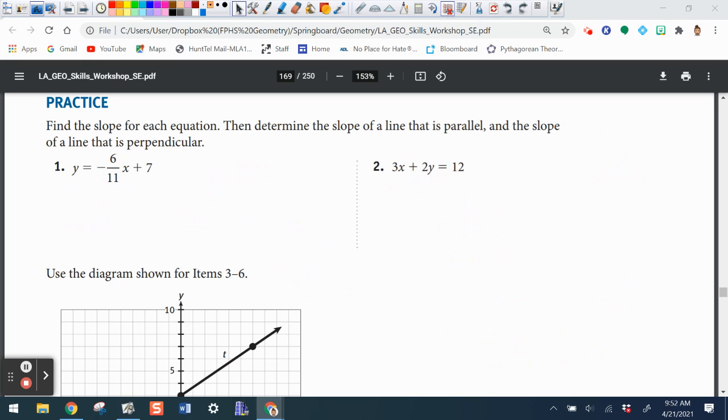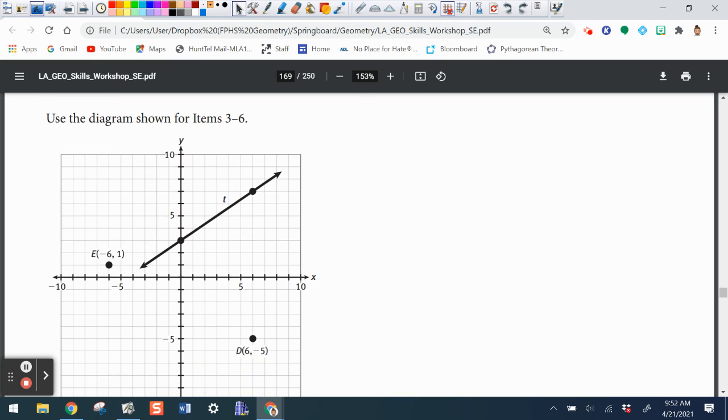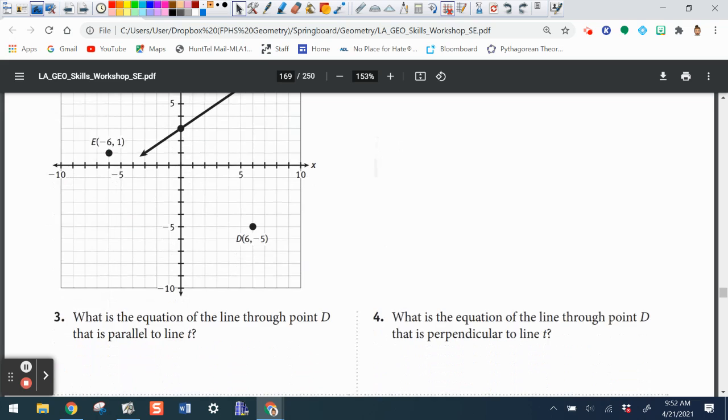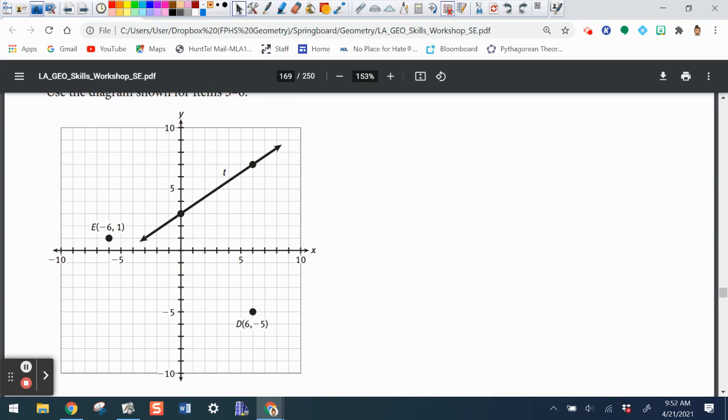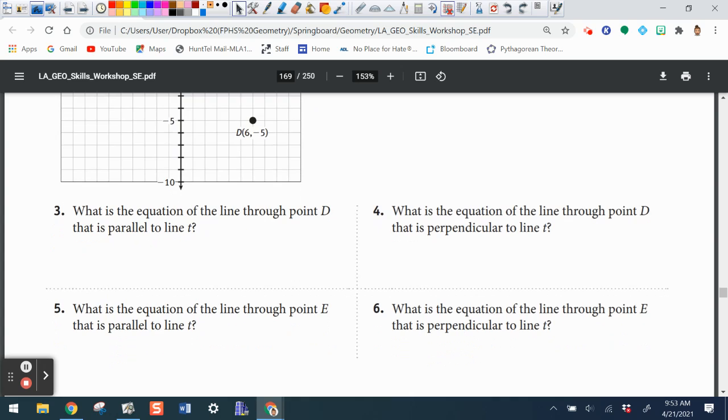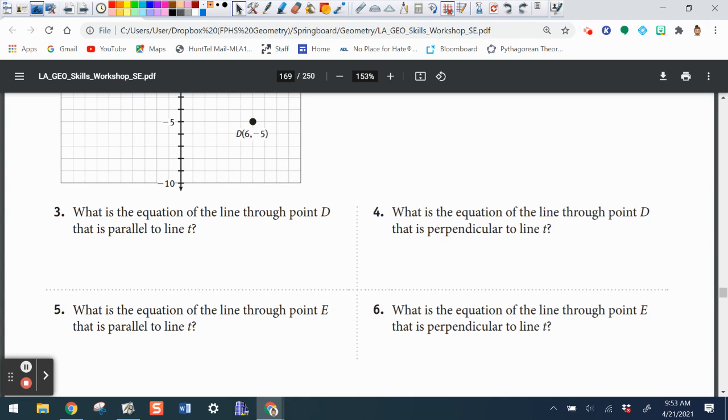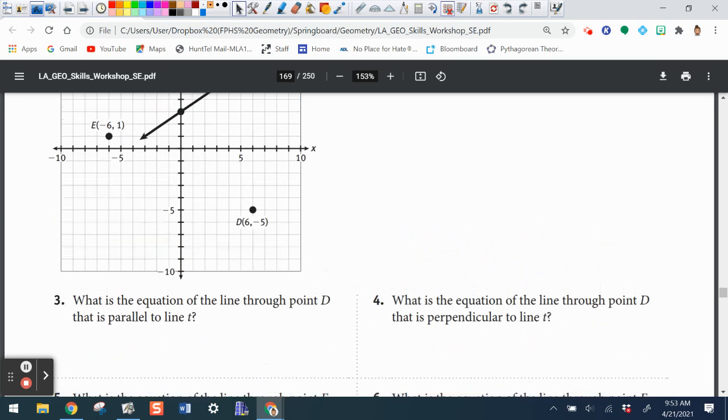Now let's move on to our next section. It says use the diagram shown for items 3 through 6. So we have a line here, line T, and 2 other points not on the line, point E at negative 6, 1, and point D at 6, negative 5. So let's see what they want us to do with it. Number 3 says, what is the equation of the line through point D that is parallel to line T?